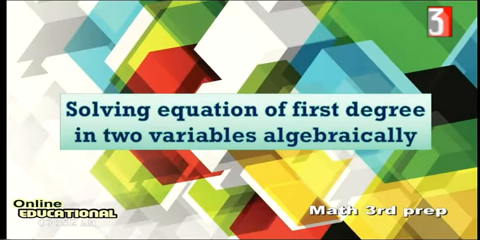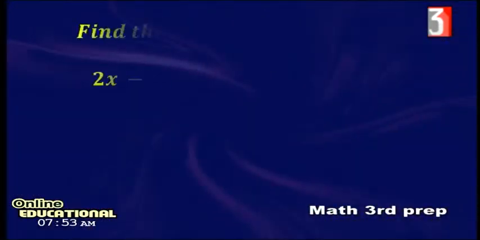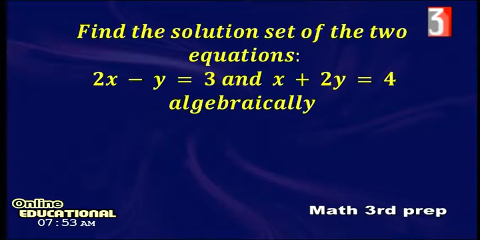And there is no difference in the answers, of course. You are going to obtain the same answer by using the two methods. First of all, we are going to use the substitution method. You have x plus 2y equals 4 and 2x minus y equals 3. How can you solve them algebraically?